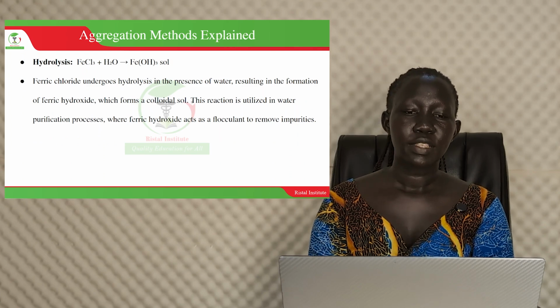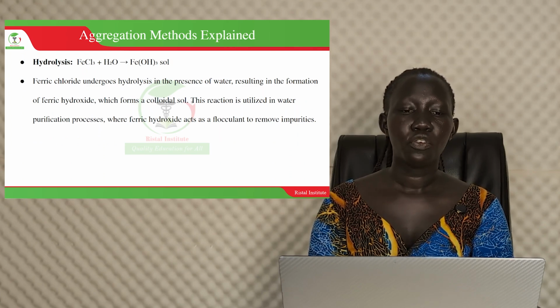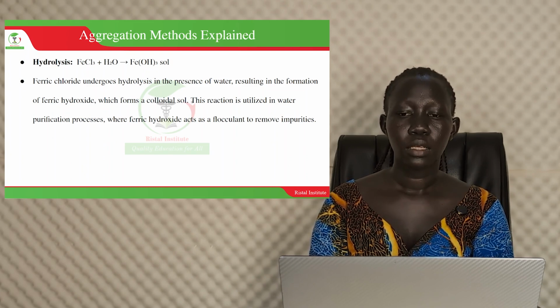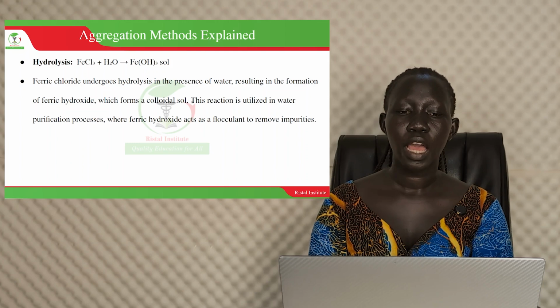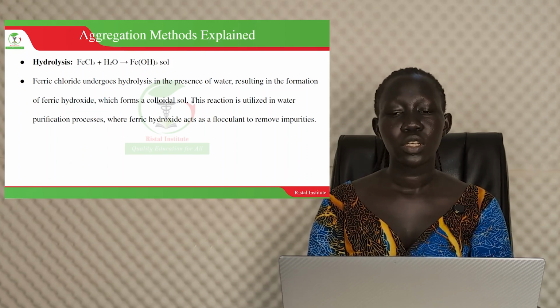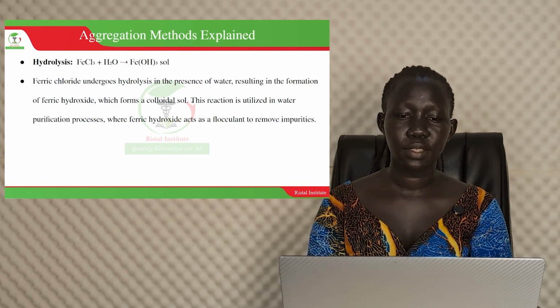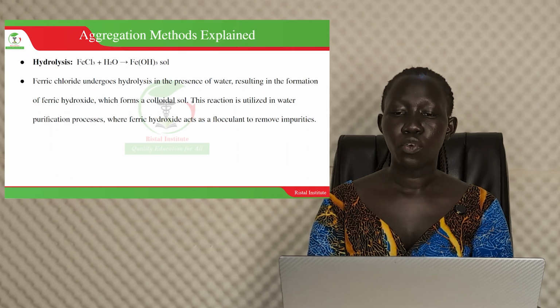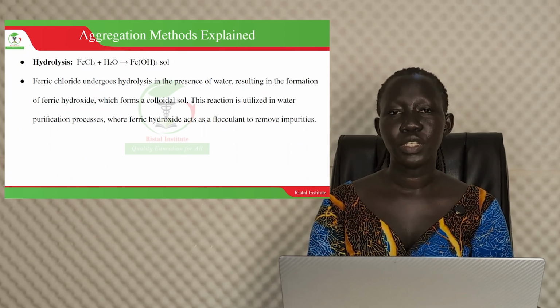Another method is hydrolysis, and here ferric chloride undergoes hydrolysis in the presence of water, resulting in the formation of ferric hydroxide that forms a colloidal sol. This reaction is utilized in water purification processes where ferric hydroxide acts as a flocculant to remove impurities.